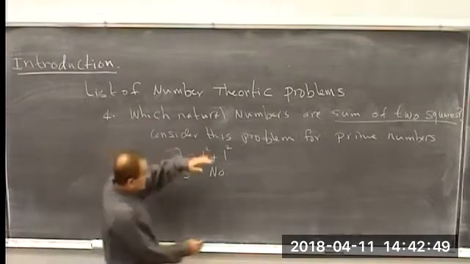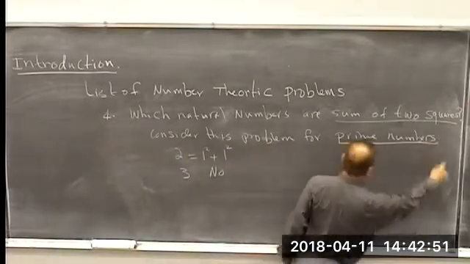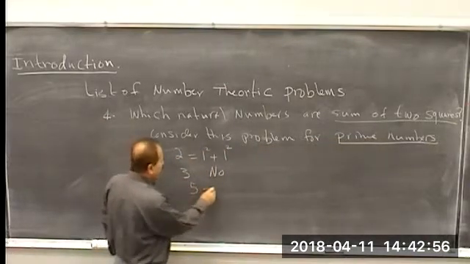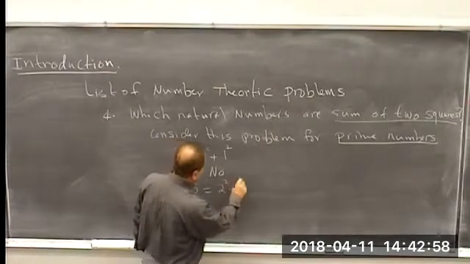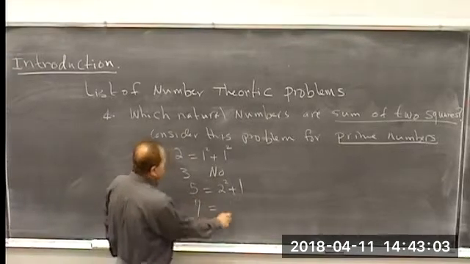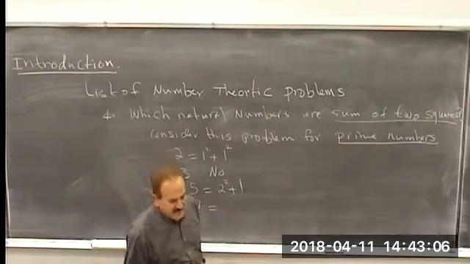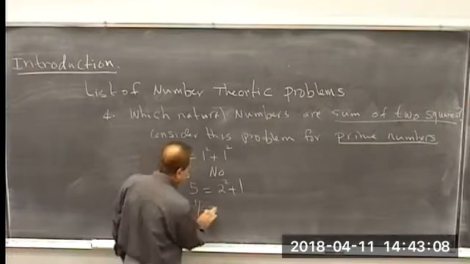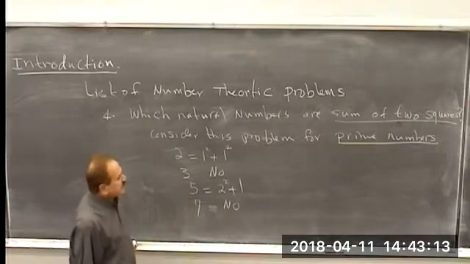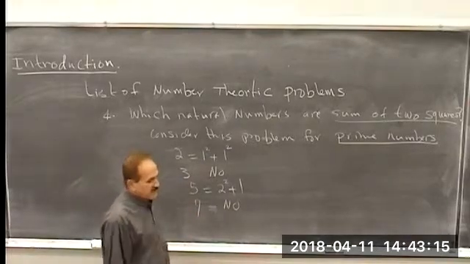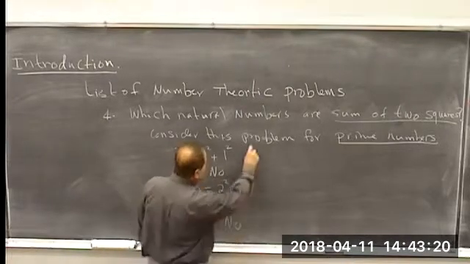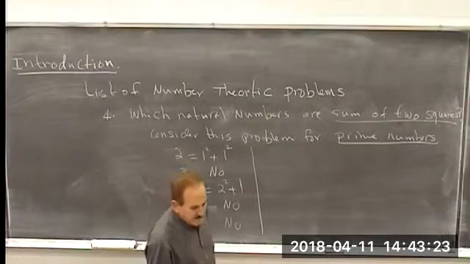But we're going to consider it as just a prime number. We're going to concentrate on the primes here. The next prime is 5. And 5, yes, you can write as 2 squared plus 1. Then 7. Let's see, 7. Can we write 7 as a sum of 2 squares? No. So this is no. And by making a list, actually the next prime number is 11, and you're going to see that 11 is also no.